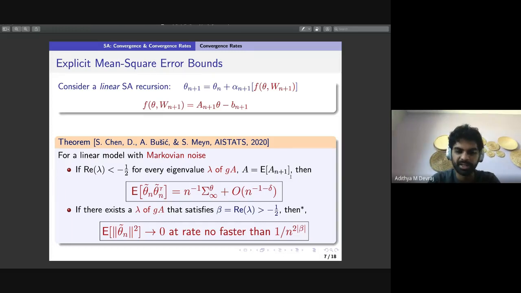And we also have a very nice negative result stating that if there exists an eigenvalue of this matrix GA that has a real part that is bigger than minus half, say minus beta, then you can show that the convergence rate to 0 is no faster than 1 over n to the 2 beta. Okay, and again, just to give you a context, in reinforcement learning, this quantity beta is like 1 minus gamma, or rather minus of 1 minus gamma. And for large discount factor, it can be arbitrarily close to 0, and you can imagine how slow this convergence rate can be.